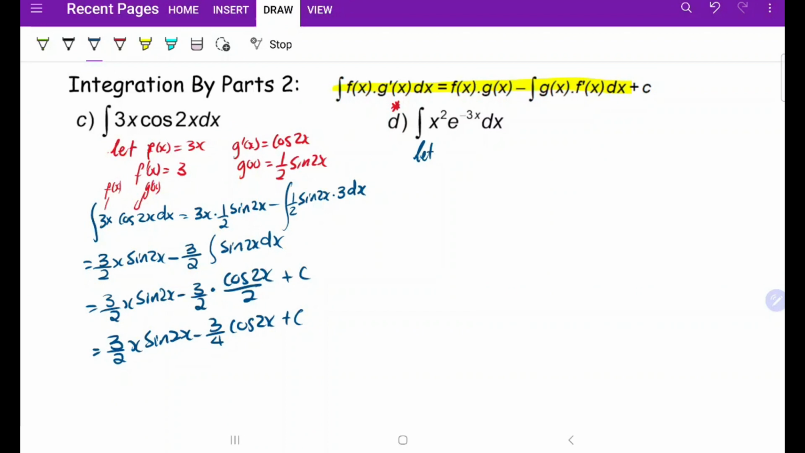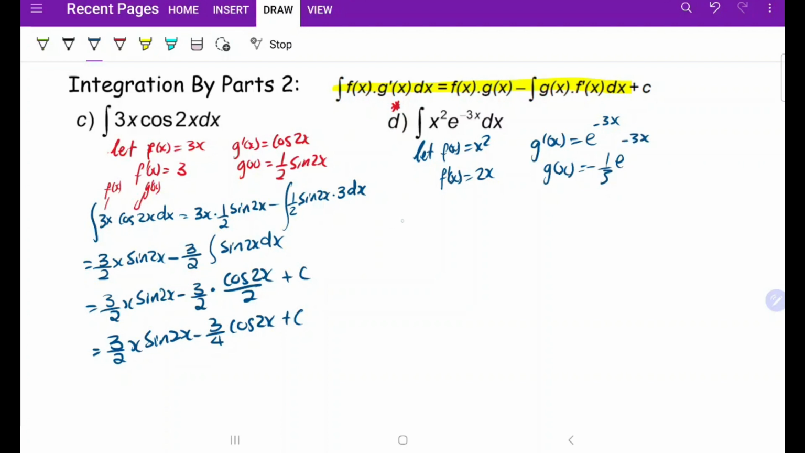In our case, we will let f of x become this function x squared. We'll let the derivative of g become e to the 3x. And then from here, I think we can work out that the derivative of f will be 2x, and g of x will give us minus 1 over 3 e to the negative 3x.